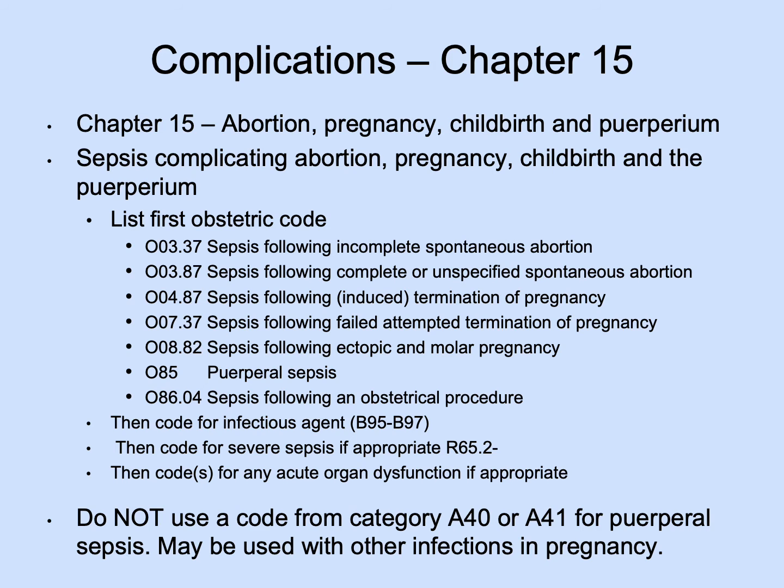So first code the obstetric code, then code for infectious diseases, and we're using those B95, B97 codes. Then code for severe sepsis, if appropriate, R65.2. Then code for acute organ dysfunction, if appropriate. Do not use a code from category A40 or A41 for puerperal sepsis. May use for other infections in pregnancy.